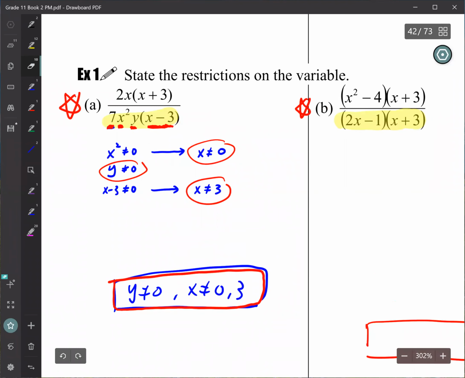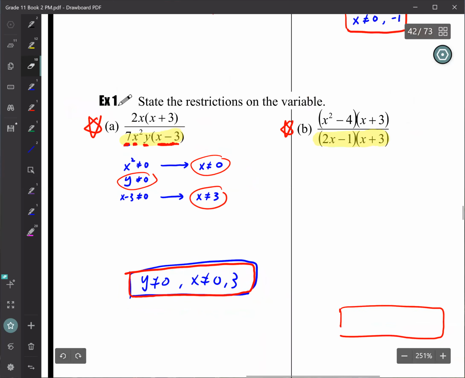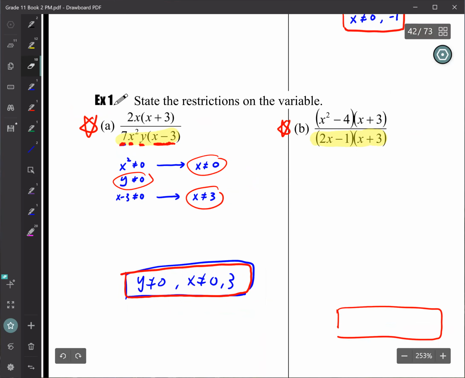So if you use any of these values, the 0 for y, 0 for x, 0 for 3, if you plug it in, it will make the denominator become 0, which is undefined, right? We don't want that. That's why it's called restrictions. The values that you cannot use, okay? We call those restrictions. Okay, let's check the answer for B now.